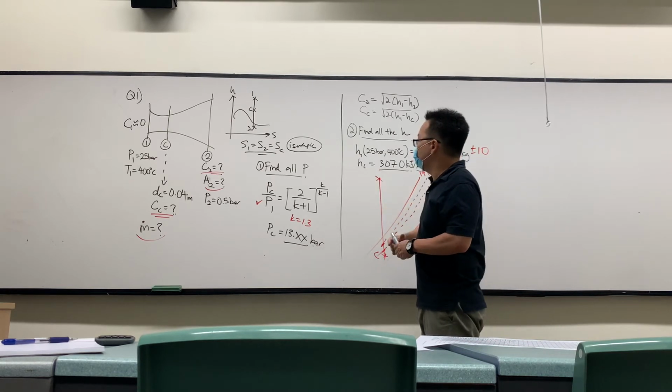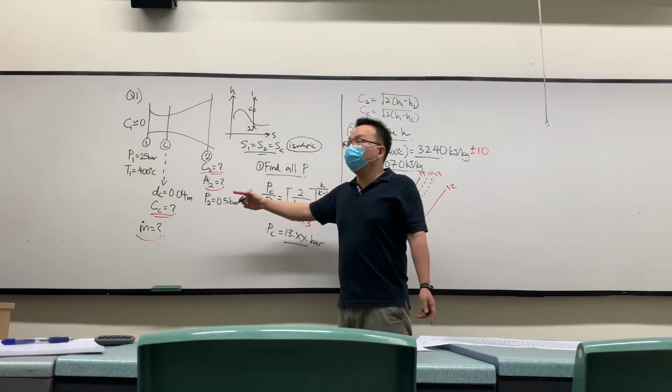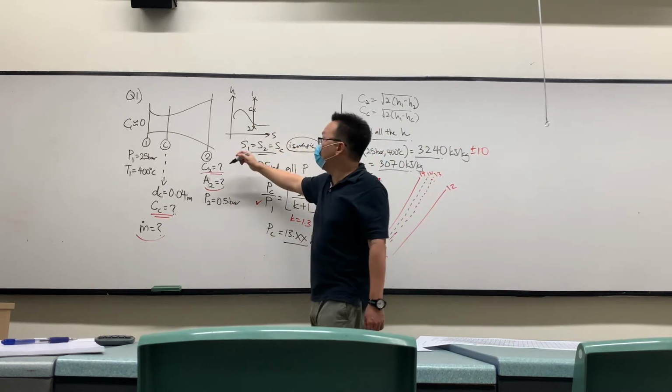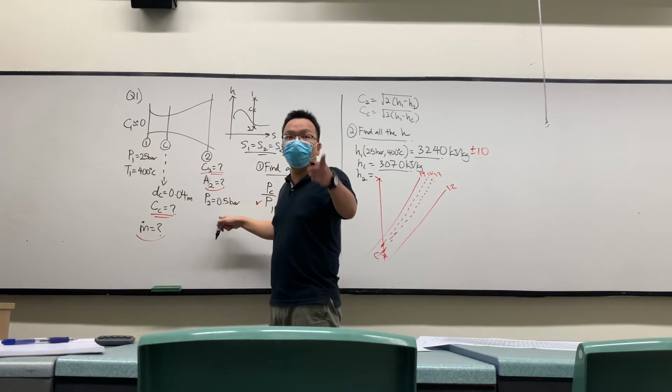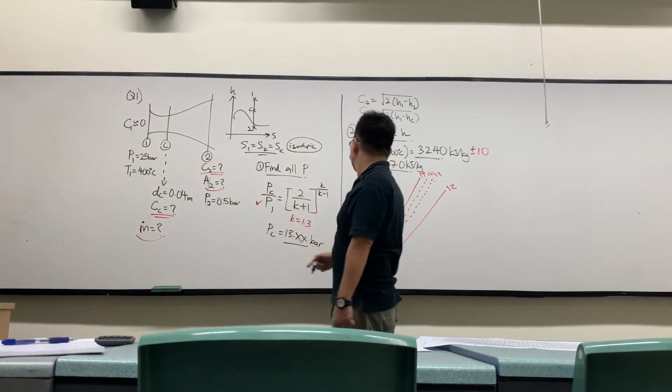40. Why confused? H2. What's the pressure? So same thing. You are still dropping. Now here, all you can do is find your 0.5 bar. Cut your vertical line. Then get your value.